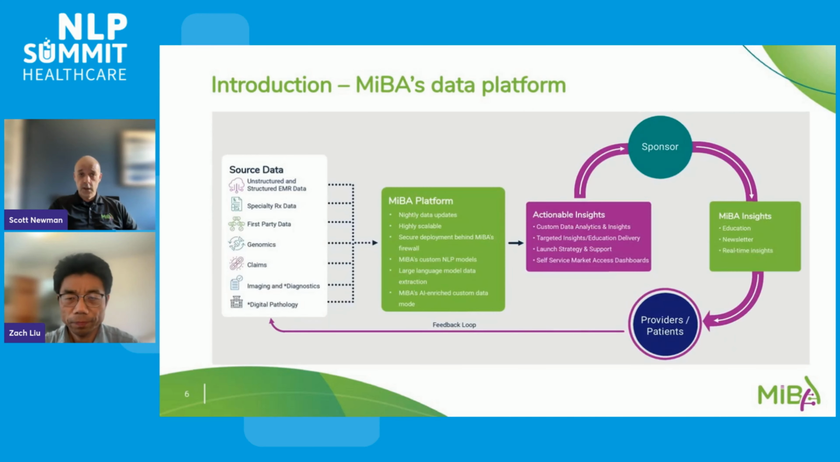So here's just a quick schematic of the data machine that we built at MEBA. We pull nightly from a number of different systems from our partner networks, including structured and unstructured data from the electronic medical record, pharmacy data, genomic testing data, claims data, imaging diagnostics, etc. We run a series of pipelines to extract all of the useful information and structure it in a consumable format in which we can gain actionable insights that we feed back to sponsors and to the network.